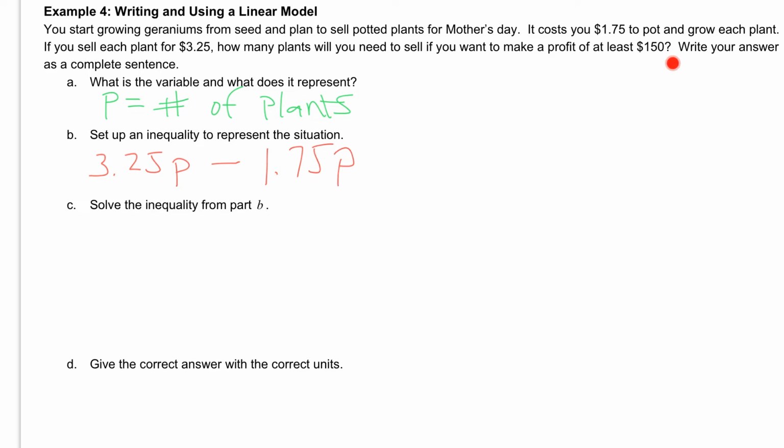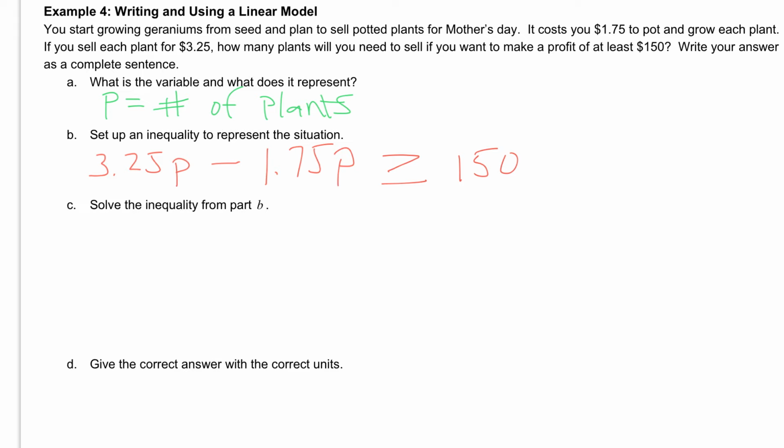And we want to make a profit of at least $150, which means we want to make a profit of $150 or more. So that means we need to use a greater than or equal to sign, and that's greater than or equal to 150.